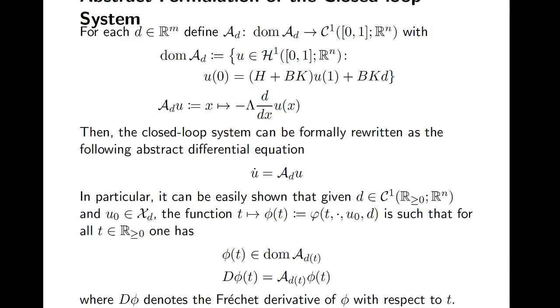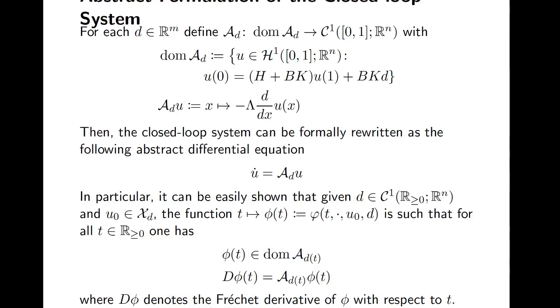In particular, now one should be able to connect the solution of this functional equation with the solution of the partial differential equation we had. One can show, for example, if you keep this as a normed space, which is the Sobolev space, then for each d belonging to C1 and u0 belonging to the domain of A_d, if you pick the unique solution you get for your PDE, then this belongs to this domain for each d. And moreover, when you take the Fréchet derivative of this as a function of t into the function space, it is equal to this. So essentially, this is able to capture all the solutions of the PDE.